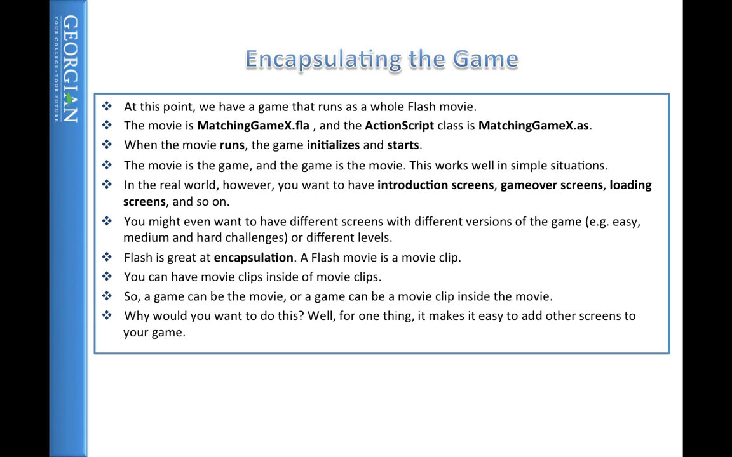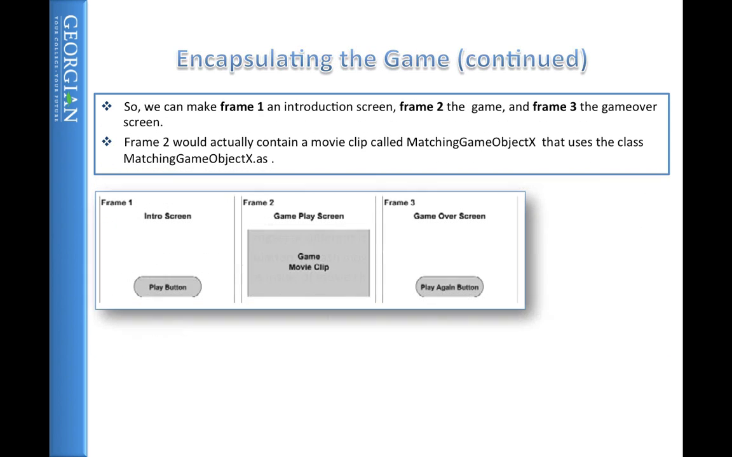So again, we can have movie clips inside movie clips. So even though the Flash movie itself is a movie clip, we can create a movie clip that's on a specific frame. Let's take a look and see how that's done. Here's frame 1, the intro screen with a play button, right? Here's frame 2, your gameplay screen, the actual game itself, the game movie clip, right? And here's frame 3, your game over screen. Now you can have many, many more of these.